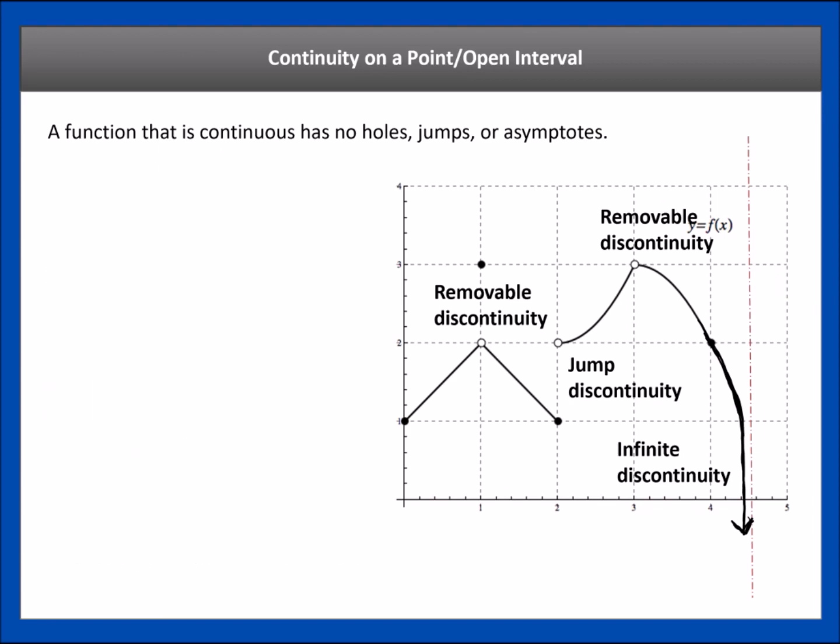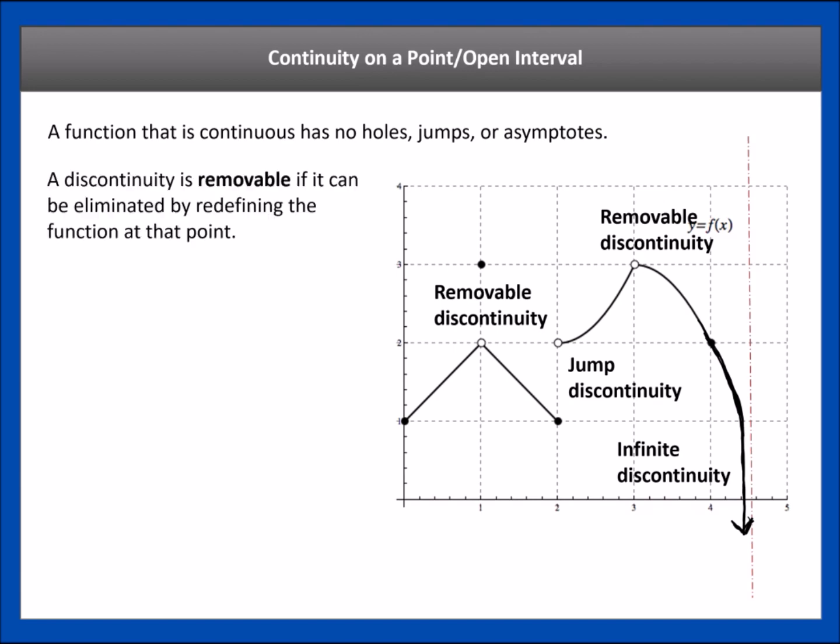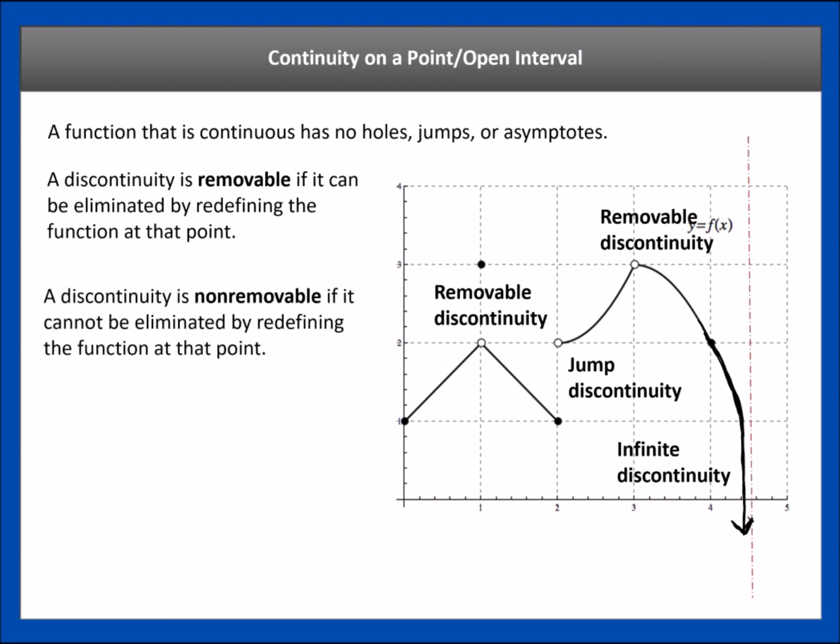Okay, so let's take a look at different discontinuities here. A discontinuity is removable if we can eliminate it by redefining the function at that point. And a discontinuity is non-removable if we cannot do that, if we can't simply eliminate it by redefining the function at that point. So for example, if I were to look at this portion right here, that is removable, because if this is the function f of x, well, clearly we know that f at c is undefined, right?